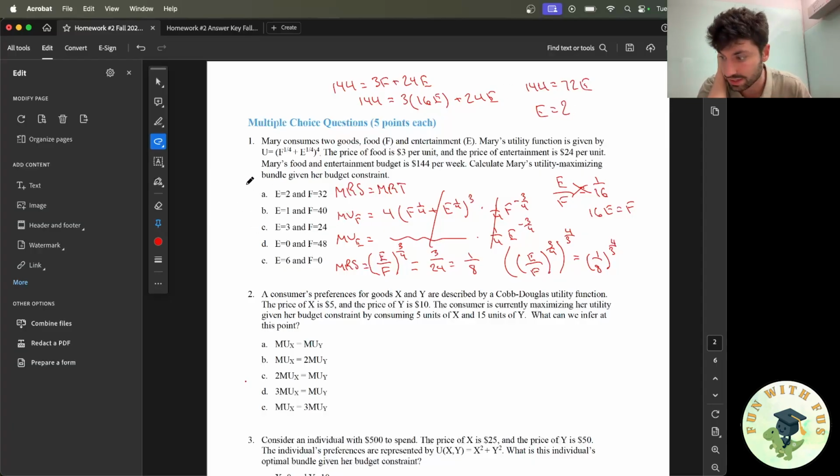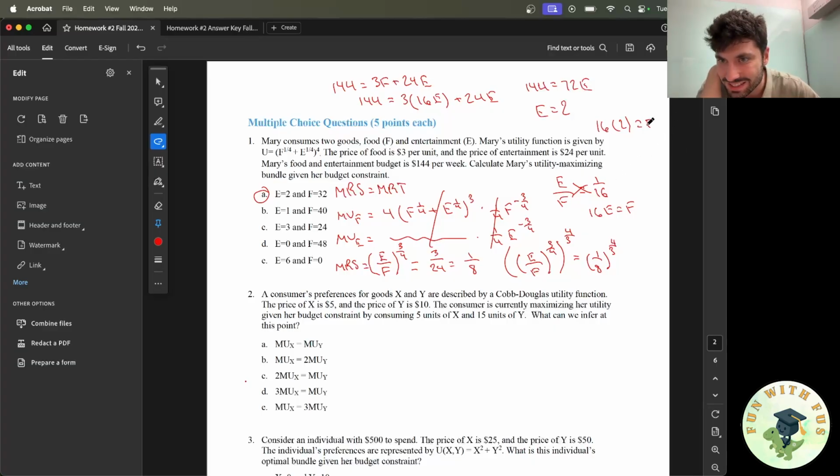And I guess by process of elimination now, since none of them have E equals 2, we can lock in A. If you wanted to find how to get F equals 32, I would just plug that back in right here. So I would say 16 times 2 equals F. And that is, oh my gosh, that is a terrible F.